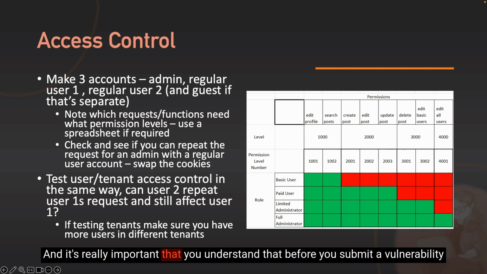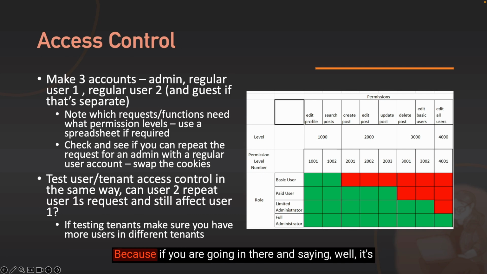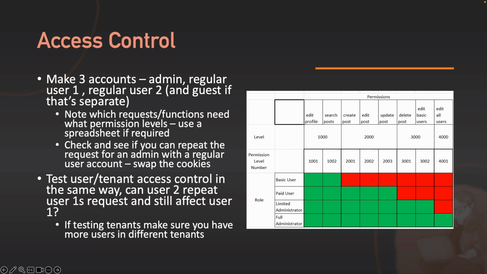And it's really important that you understand that before you submit a vulnerability that's access control related, because you might find that gets NA'd. Because if you are going in there and saying, well, it's affecting user 1's account with user 1's cookie, yeah, it's supposed to. It's only if you can impact another account with a cookie that it counts as access control issues.